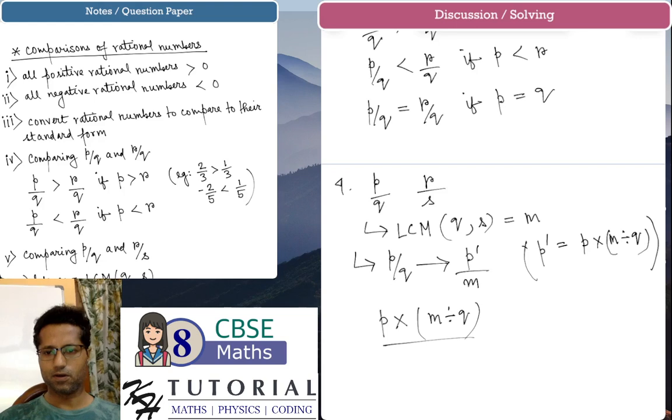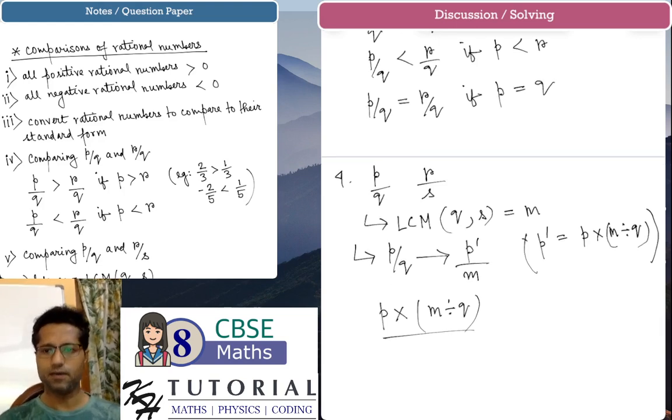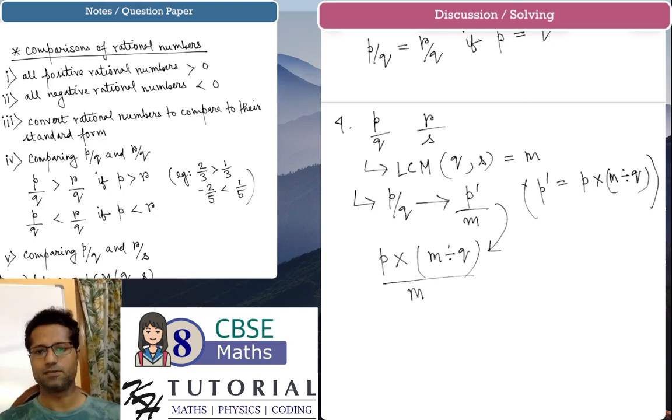So do not worry about all these equations and all these algebraic expressions, p into m divided by q. It is very simple if you do a little bit of thinking. So this will be equal to, actually p dash will be p into m divided by q, and this is m. M is the LCM of q and s.